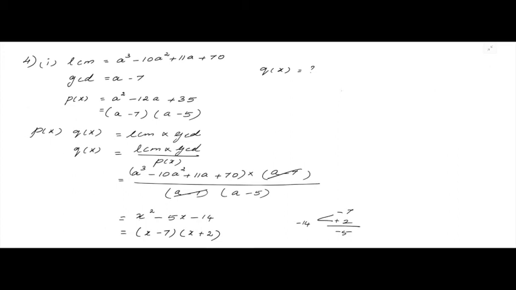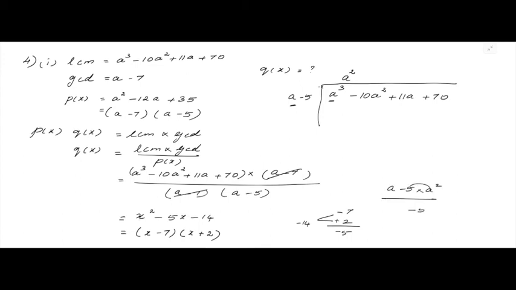a power 3 minus 10a power 2 plus 11a plus 70. The numerator will be your dividend and the denominator will be your divisor. Now see here, you are having a power 3, and here you are having a. So a minus 5 into a power 2: when you multiply, you will be getting a power 3 minus 5a square. So that is to be written here, a power 3 minus 5a square.